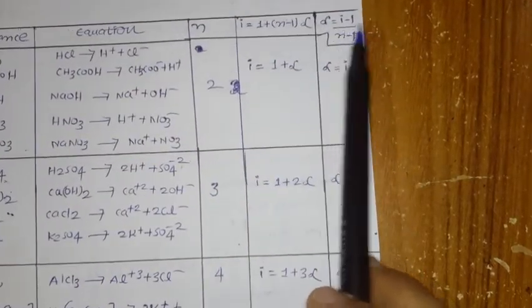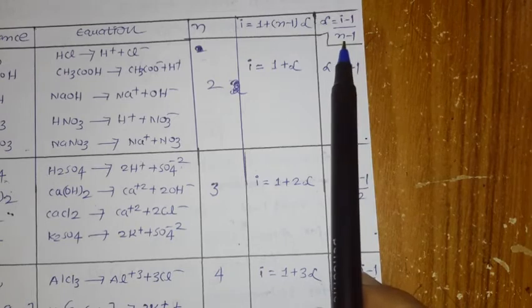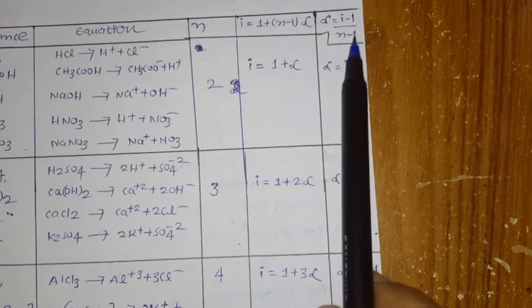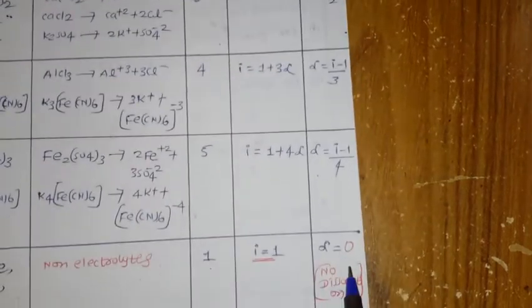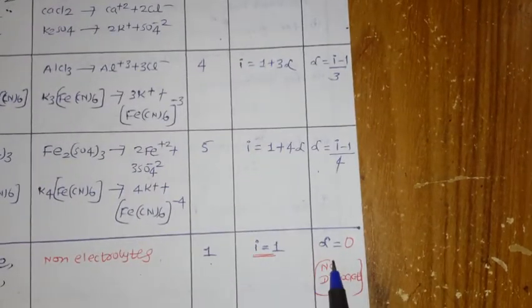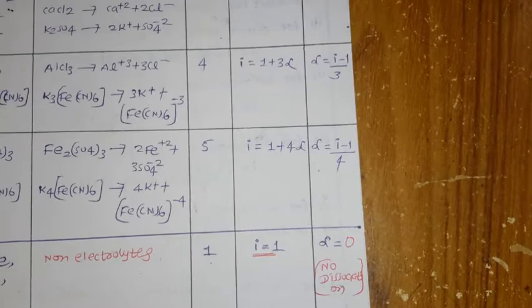So for this case, for a non-electrolyte, i equals 1. Now if you want alpha, alpha equals (i minus 1) by (n minus 1). N minus 1, how much is it here? 1. 1 minus 0. So here what happened? Something by 0 means here 0. So alpha value 0 means what? No dissociation, means they do not undergo dissociation.